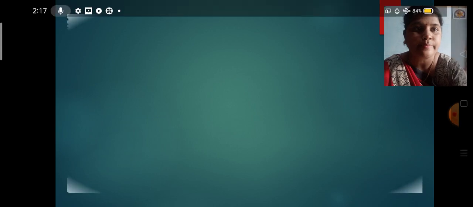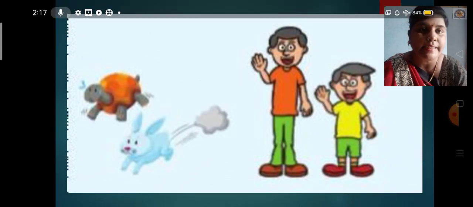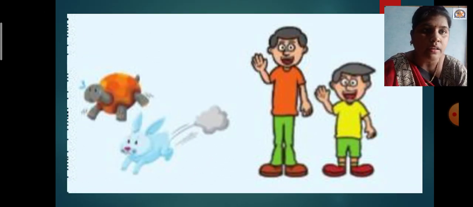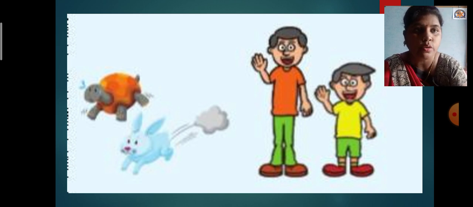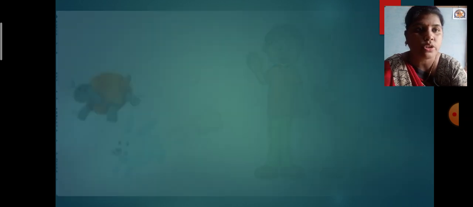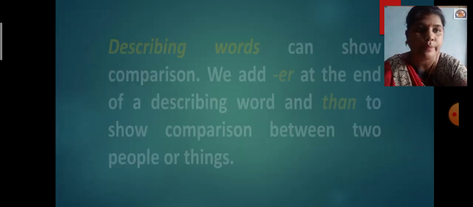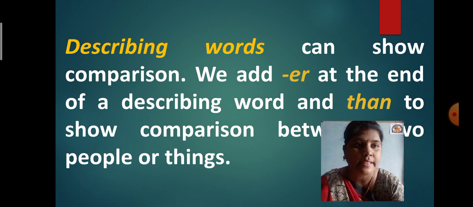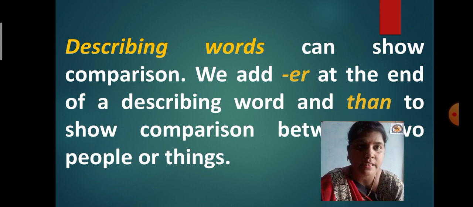Now see, this is the picture. The first boy is taller than the second boy, and the tortoise is slower than the hare. This is the picture which is already in your book. Now let us see describing words in detail. Describing words can show comparison.